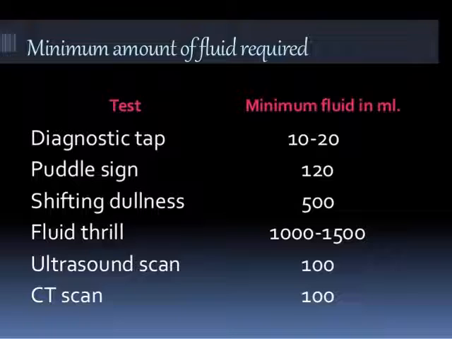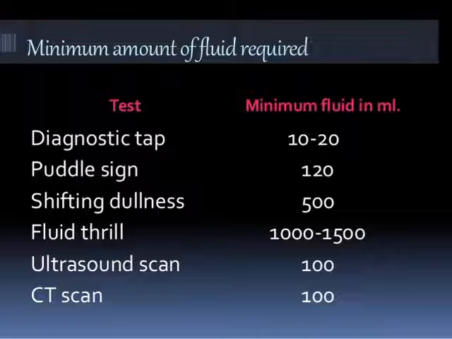Minimum amount of ascitic fluid required. When we take a diagnostic ascitic fluid tap, we need around 10 to 20 ml of ascitic fluid. To elicit Badal sign, there should be 120 ml of ascitic fluid in the abdomen. Shifting dullness is evident when there is at least 500 ml of ascitic fluid. Fluid thrill, if there is tense ascites, at least 1,500 ml.